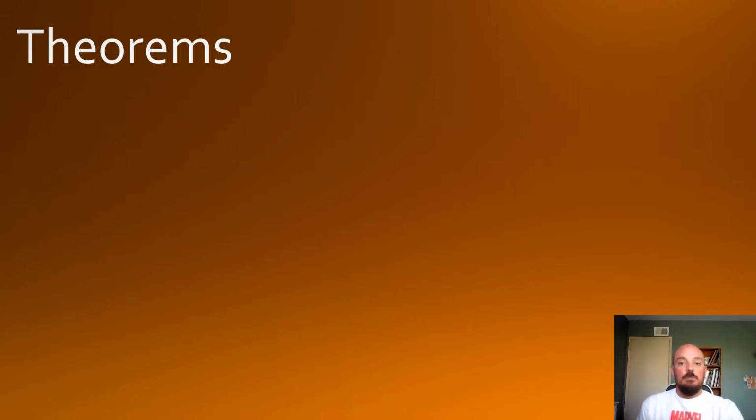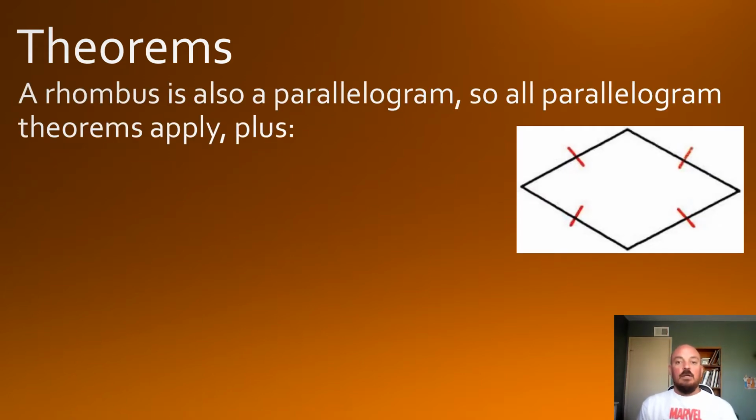So here are theorems about rhombi. Number one, I want you to notice that a rhombus is a parallelogram. So everything that we learned from our section about parallelograms applies. That means opposite sides are congruent. Obviously, all sides are congruent. Opposite angles are congruent. The diagonals bisect each other. All those theorems we learned still apply.